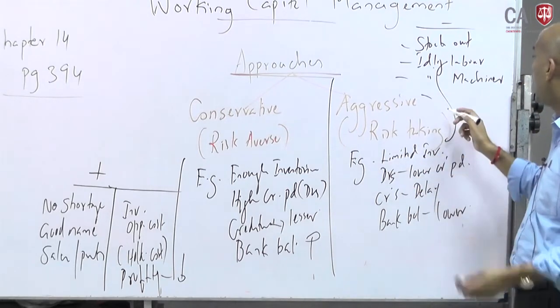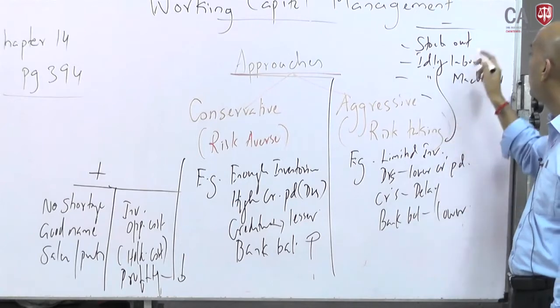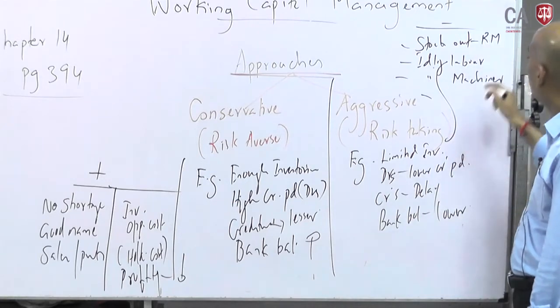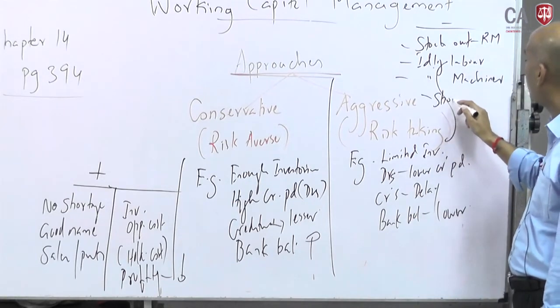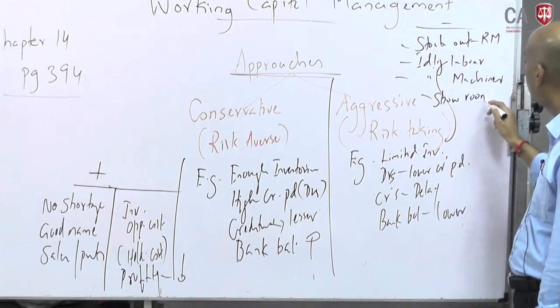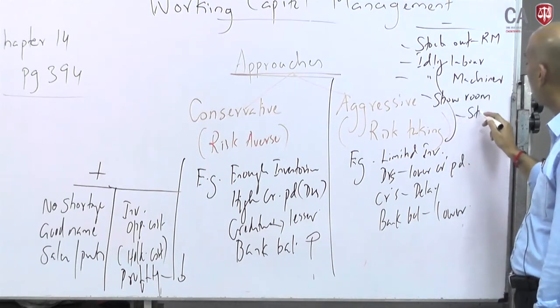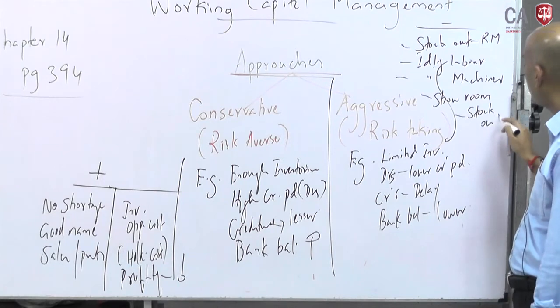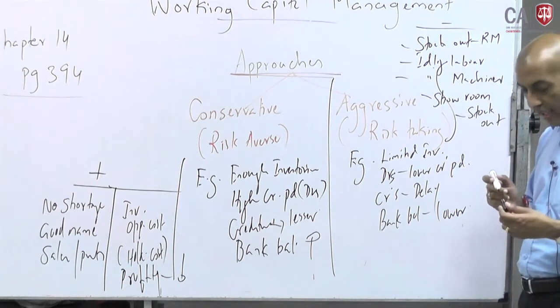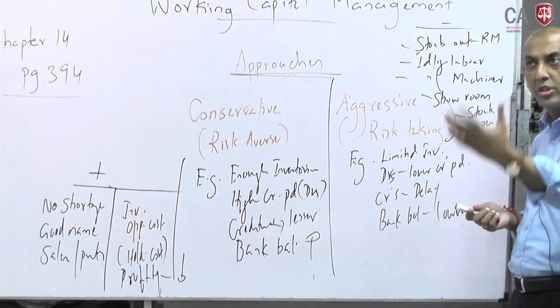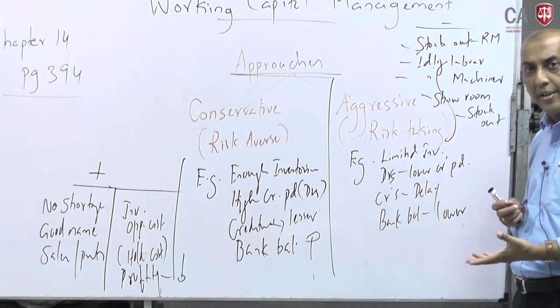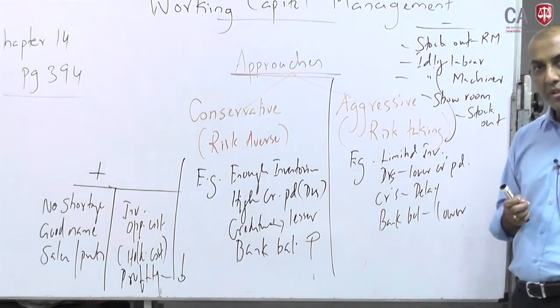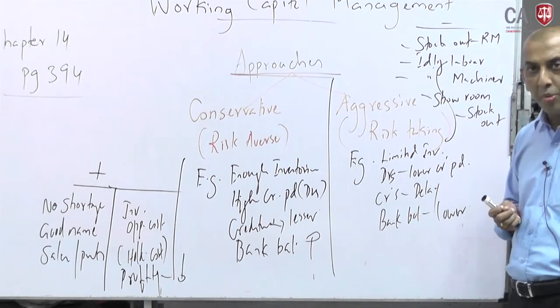Then it can be your showroom stock out. These are raw material stock out. Showroom also you can have stock out. Showroom in the sense of sales stock out. Showroom stock out means a customer comes to your showroom and sees there are not sufficient goods to buy. Then what happens? He turns out. He can't buy the goods in the showroom, he is going out.